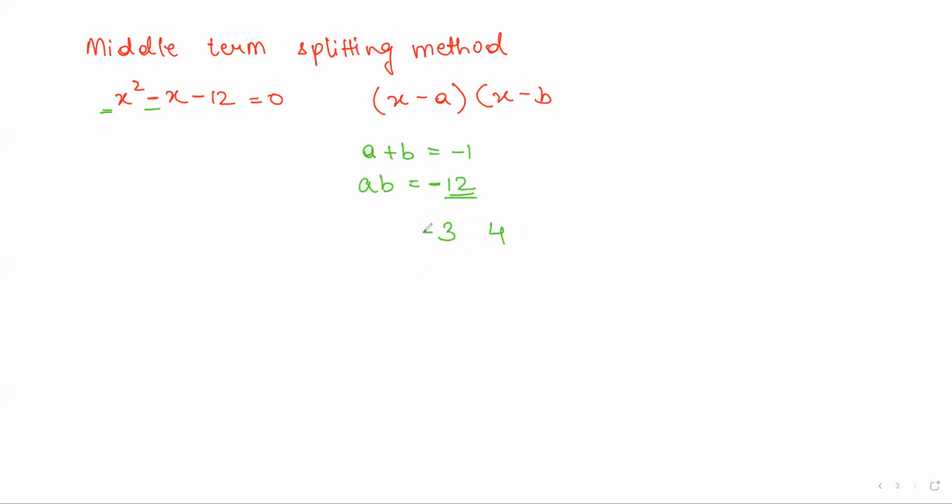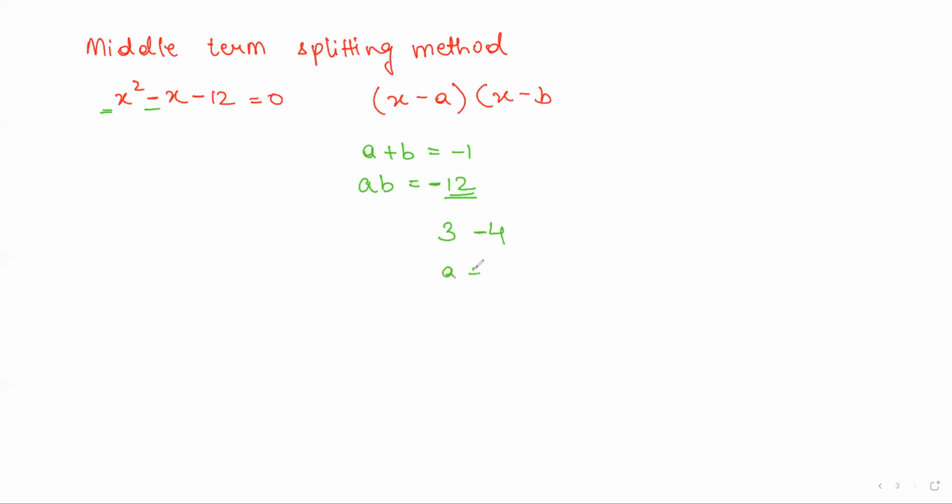So let's apply it to 3 first. If you consider this as a and this as b, and if you add them, a plus b, we will get minus 3 plus 4, which is equal to plus 1. Our required answer is minus 1. So we cannot apply minus sign to 3. So let's see what happens if you apply minus sign to 4.